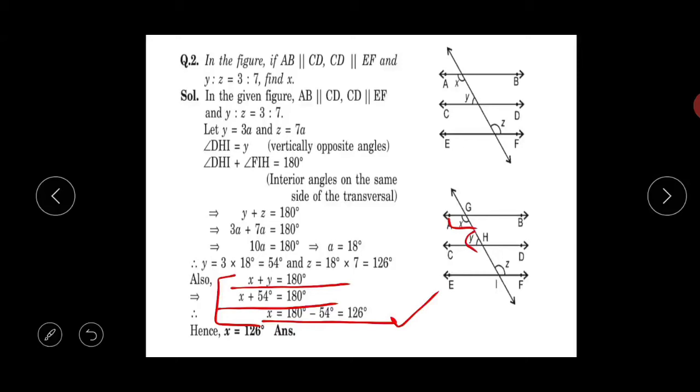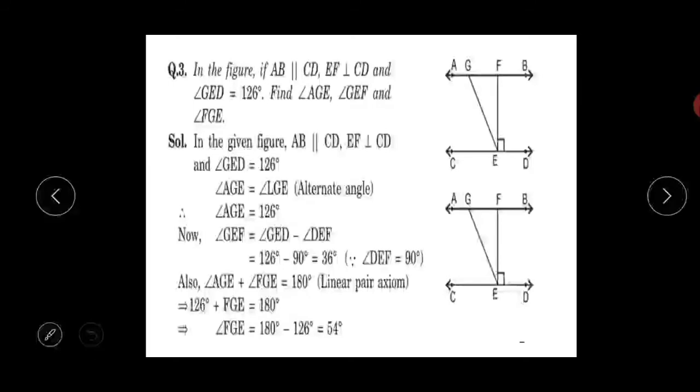Okay, so we got the value of x, that is 126 degree. Now we are moving to the next question, question number 3. So this is the given figure in our NCERT book, and in this figure AB is parallel to CD, it is given to us that these two lines are parallel. One more thing, that EF is perpendicular to CD, that means this angle is of 90 degree, moreover this angle is of 90 degree.